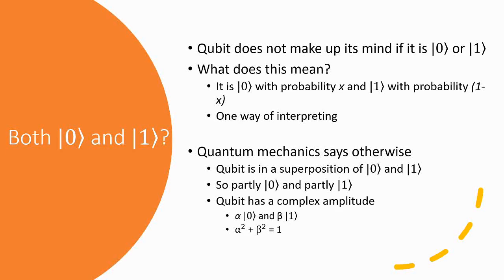What quantum mechanics says is that this particular qubit is in a superposition state of 0 and 1, which means it is partly 0 and partly 1 at the same time. Right? So with some complex amplitude alpha, it is 0, and another complex amplitude beta, it is 1.